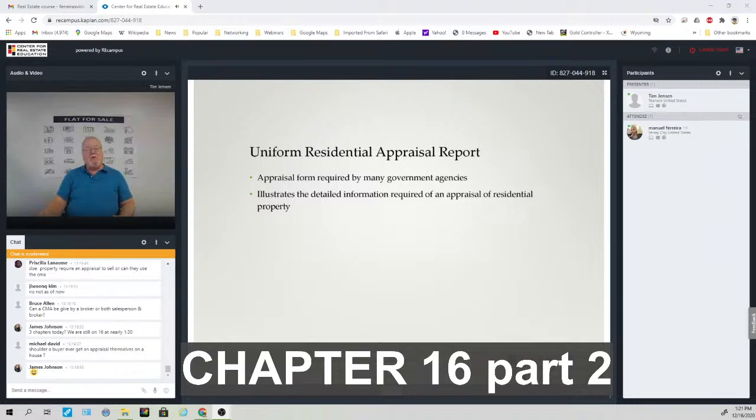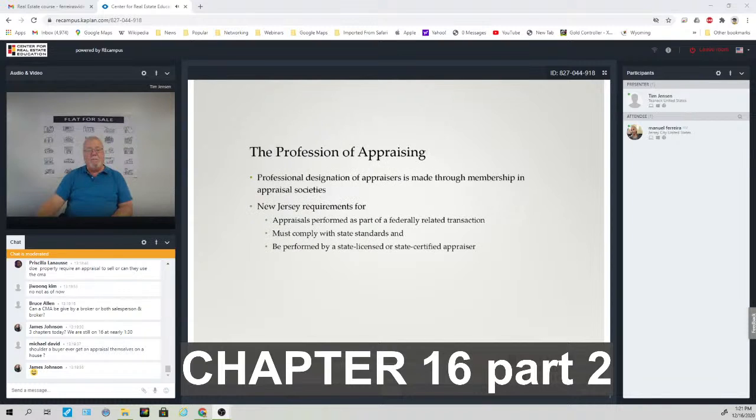The Uniform Residential Appraisal Report is used by many government agencies as a standardized approach to valuation. Appraisers know of this Uniform Residential Appraisal Report, and when given one, know what it means, that certain government agencies require a valuation of a property. It illustrates the detailed information required of an appraisal of residential property. And finally, the profession of appraising itself.